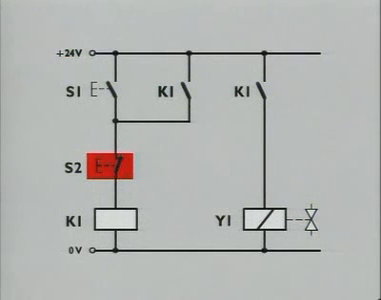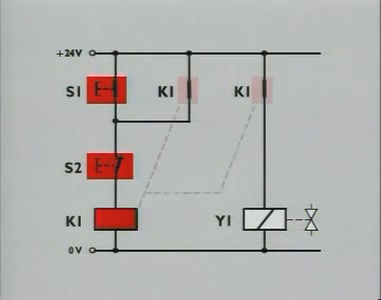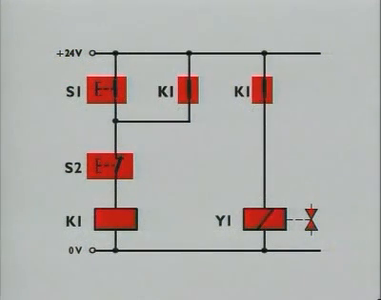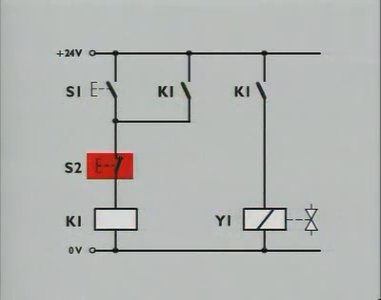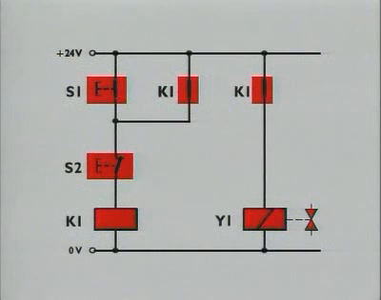This is another latch circuit. But in this case, the OFF push button S2 is not connected in parallel as before, but in series to push button S1. This means that the circuit is interrupted if S2 is pressed, regardless of the position of S1. This is called a dominant OFF latch.